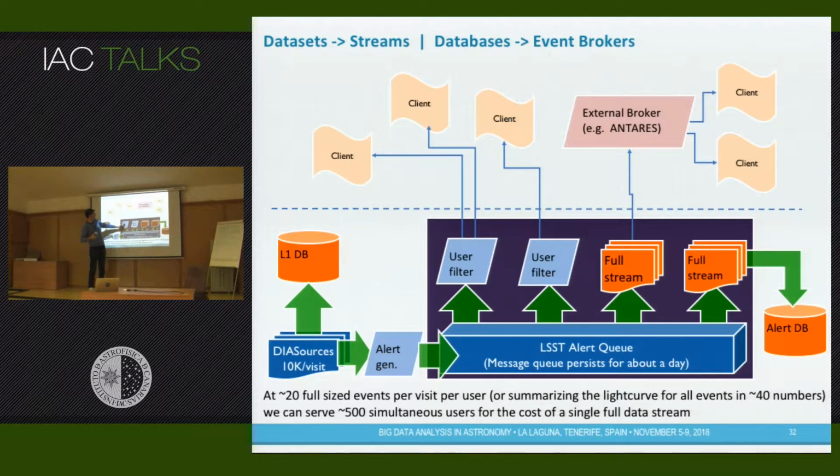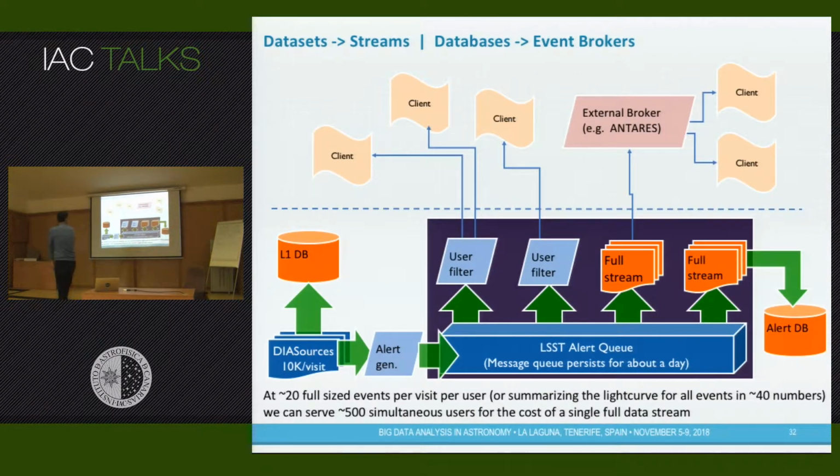You can say that here, and only that is going to be sent to your client. Are you interested in a stream that, say, only has very blue objects because you care about quasars? You can send that here, et cetera. The nomenclature is that if you're thinking about what we're doing today, we have data sets that are in databases. Our data sets turn into streams, and our databases turn into event brokers. So event brokers are places where you'll be able to essentially run queries on streams.